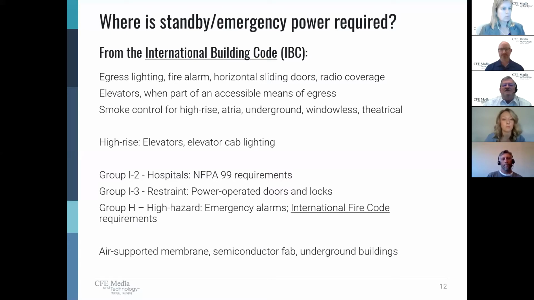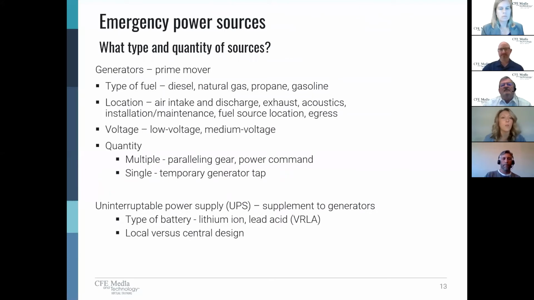Group I3, which is for detention facilities, requires power-operated doors and locks to have standby support. And then in Group H, which is high hazard occupancies, the emergency alarms that support high hazard and the requirements of the International Fire Code have to be met. And finally, air-supported membrane structures, semiconductor fabs, and underground buildings have to have standby power regardless of what their configuration might be like.